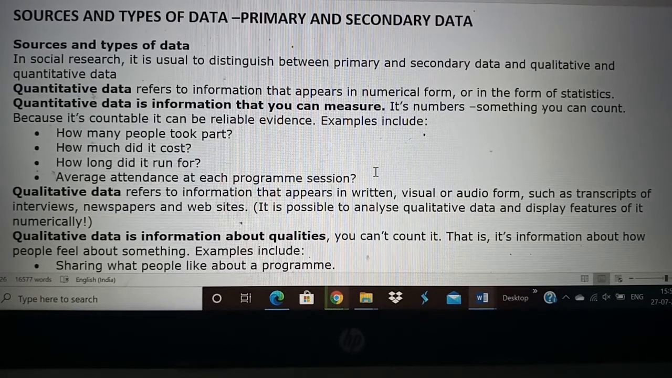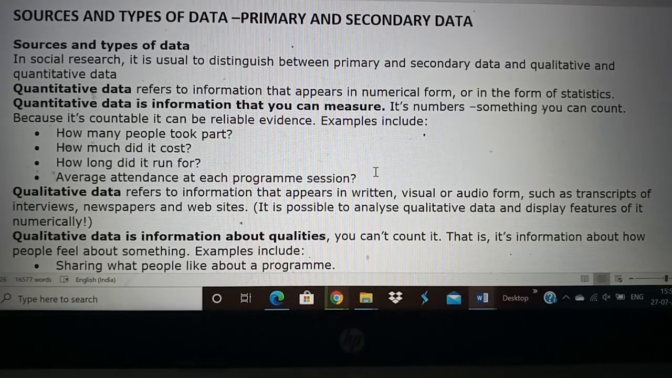So the government is informing the public about the number of people who died due to coronavirus, the number of people who have been affected, the number of tests that are being done, and of the number of tests, how many have tested positive and how many have tested negative. So all this information is data. So let us see the sources and types of data.